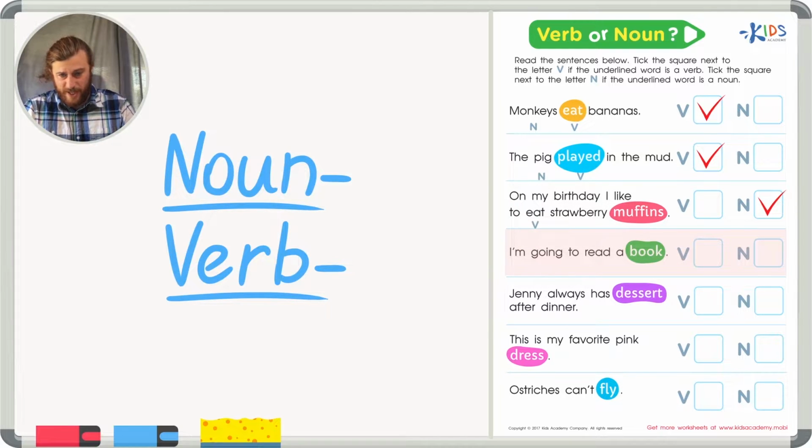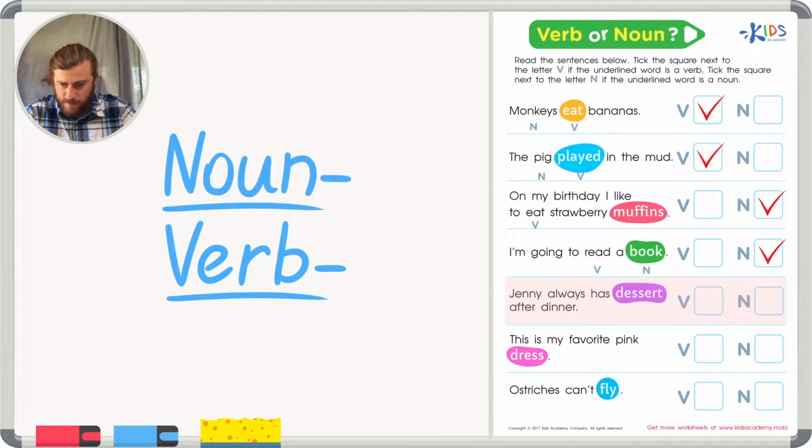The fourth sentence reads, I'm going to read a book. The underlined word is book. In this sentence, read is the verb, it's what you're doing, it's the action. And in this sentence, book is the noun, it is the thing you are reading. Book is a thing, which means it's a noun.